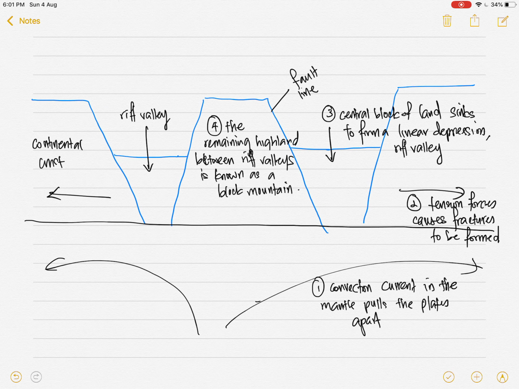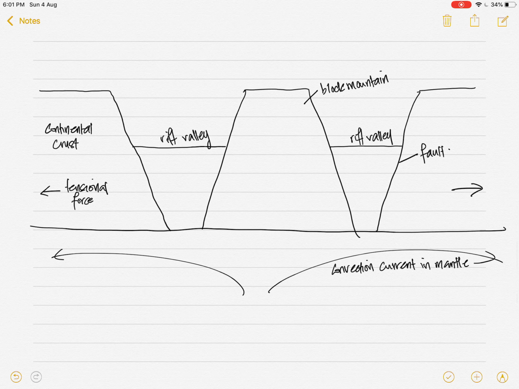Of course, it depends on the question. If the question is only focusing on rift valley, you don't need step 4. If the question is asking for block mountain, you're going to need everything. So be selective as to what you need to explain within. And this, again, is an annotated diagram. If the question asks you to draw a labeled diagram to explain, it means all you need to do is just to draw this. And then after that, everything that we explained earlier, write it down as a paragraph below.